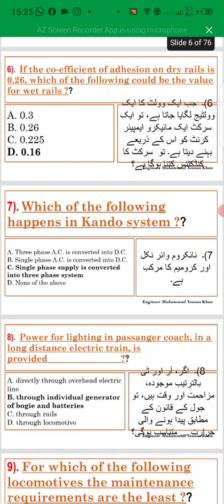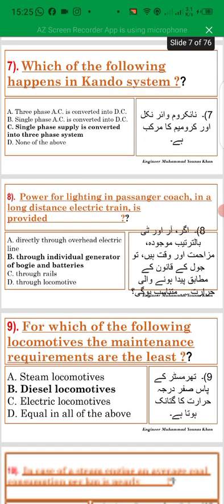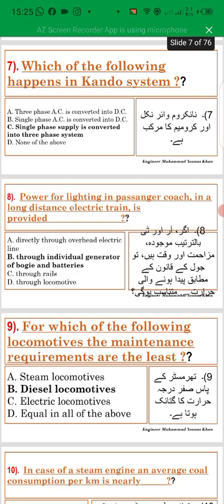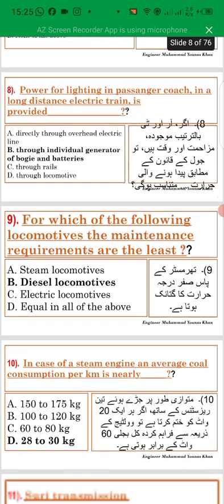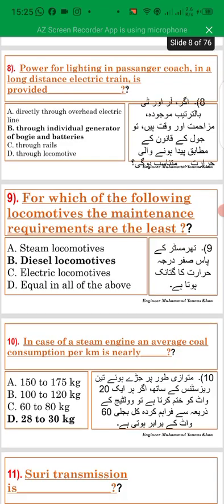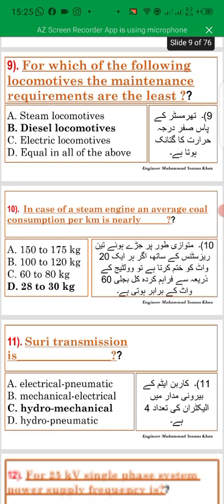If the coefficient of adhesion on dry rails is 0.26, which of the following could be the value for wet rail? 0.16. Which of the following happens in Kando system? Single phase supply is converted into three phase system. Power for lighting in passenger coach in long distance diesel electric train is provided through individual generator of bogie and batteries.